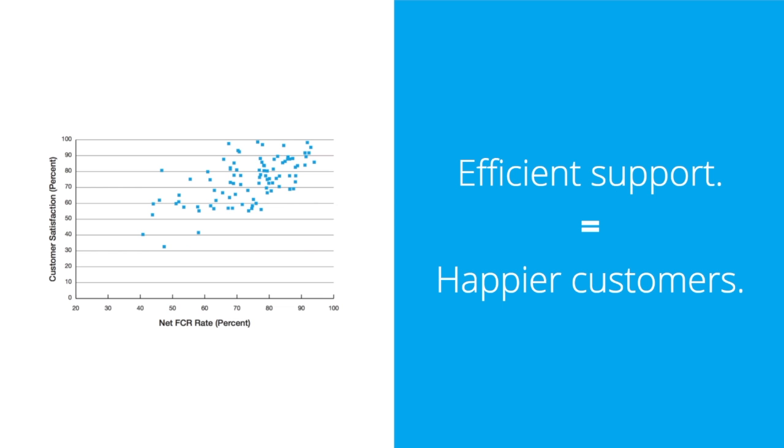Now, this graph is also not that surprising, but the data bears out what we all inherently feel, right? Efficient support equals happier customers. This graph is about the first contact resolution rate. Are we familiar with this term? It's fairly self-explanatory. When someone reaches out to you, the quicker you can solve their problem, the happier they are. So the FCR rate, first contact resolution: the quicker you're solving something, the more you can see customer satisfaction going up.